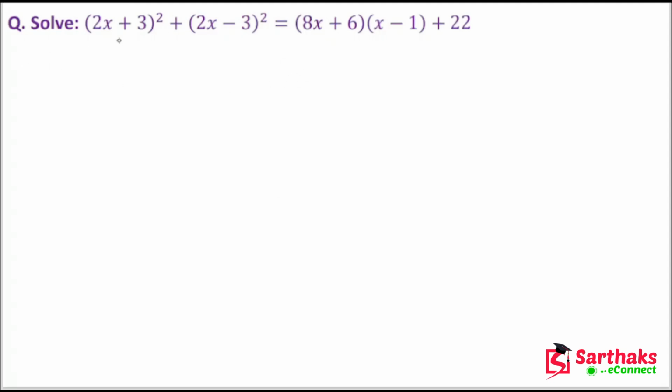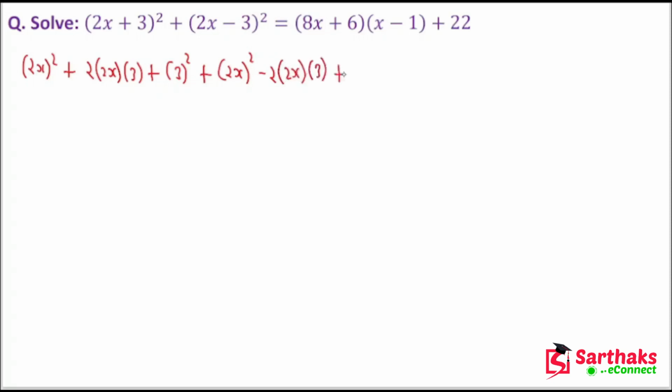So what we'll do is, first of all we'll take this equation and try to solve the LHS. It is written in the form of (a plus b) whole square plus (a minus b) whole square. So let us open the whole squares: (a plus b) whole square is a square plus 2ab, that is 2x into 3, plus b square. And (a minus b) whole square is a square minus 2ab, that is 2x into 3, plus b square.